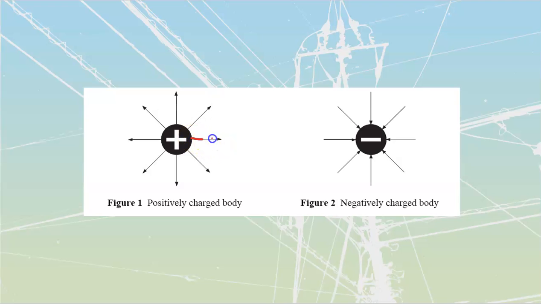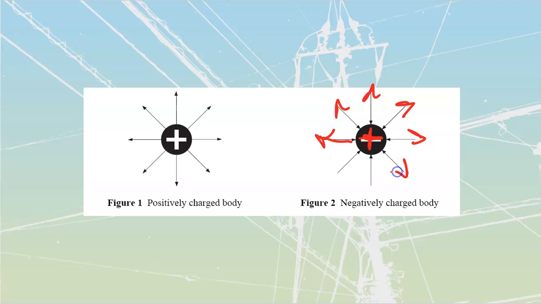If I take a look at this arrowhead moving out and this arrowhead moving in, I know that these lines are going to want to attract each other. So I'm going to have a force of attraction between a positively charged body and a negatively charged body. Also, if I were to have two positively charged bodies, we'll change this one over here to a positively charged body, it would have arrowheads that would then be going outwards.